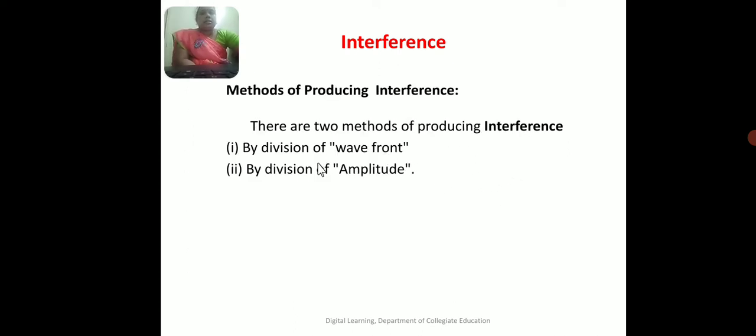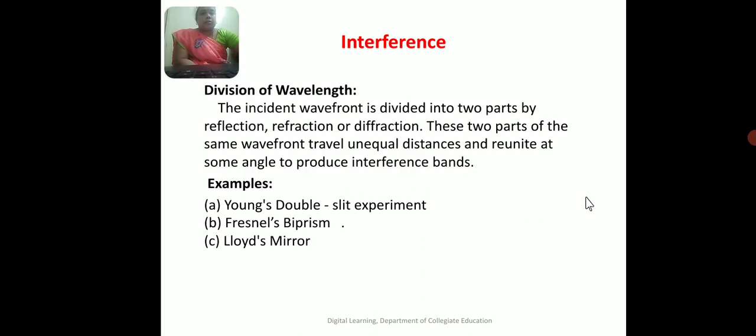See here, students, interference is mainly classified into two types on the basis of producing the interference phenomenon. Two methods are there. One is by division of wavefront, another one is by division of amplitude.